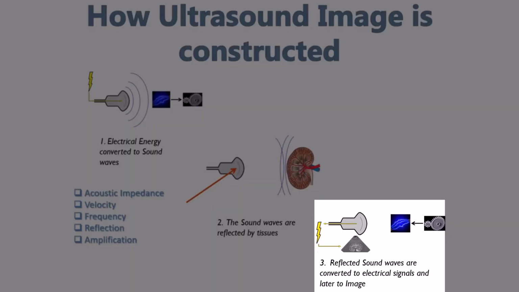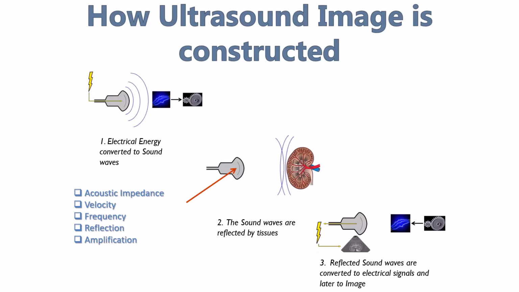The sound waves are reflected by tissues, each tissue having different density and thickness, creating different intensity of sound waves. The reflected sound waves are converted to electrical signals and then sent back to the transducer for creation of the image at a later time.